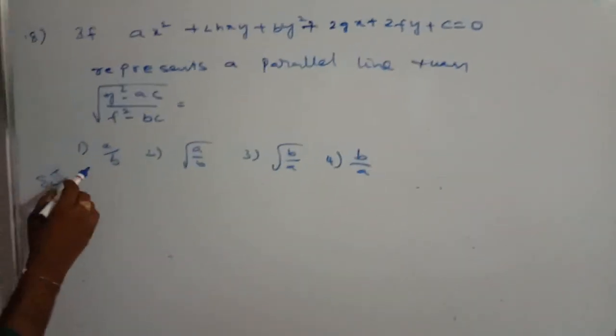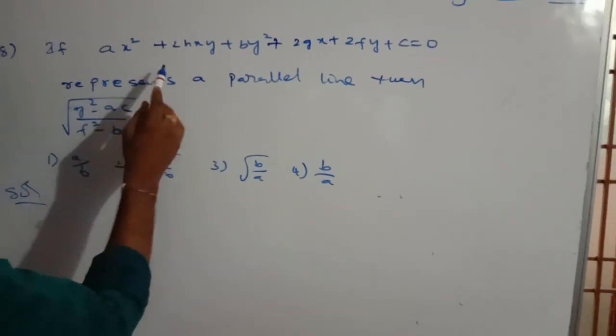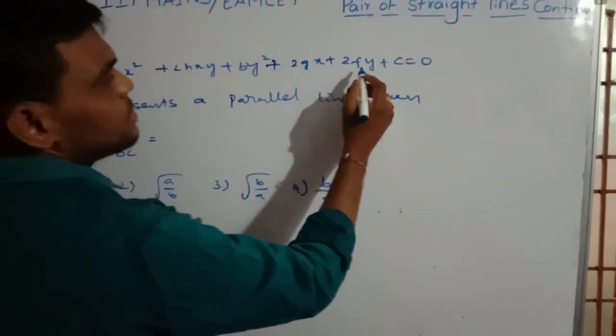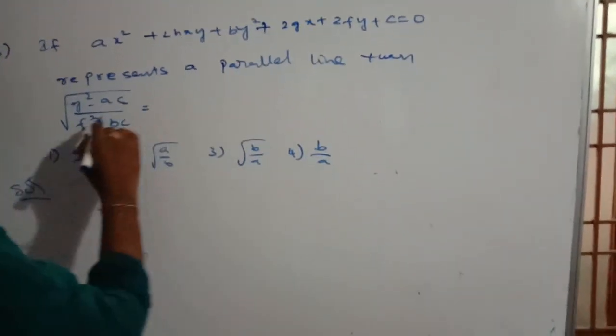Now let us start the bit. ax square plus 2hxy plus by square plus 2gx plus 2fy plus c is equal to 0.